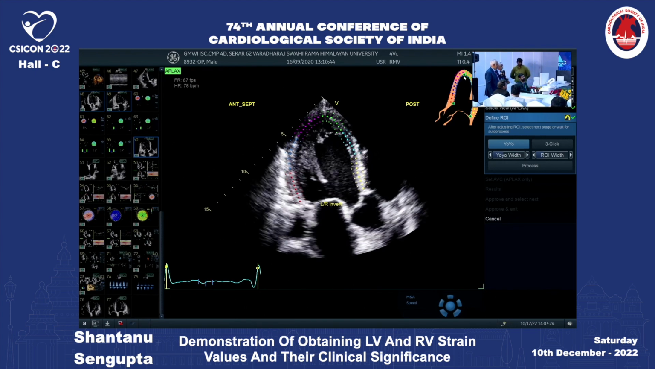So here also it is giving us some idea. See on the right side, this is all AI driven, but you may not have it in the lower end machines. But as I said, if you are in the pericardium, then your values will go down.